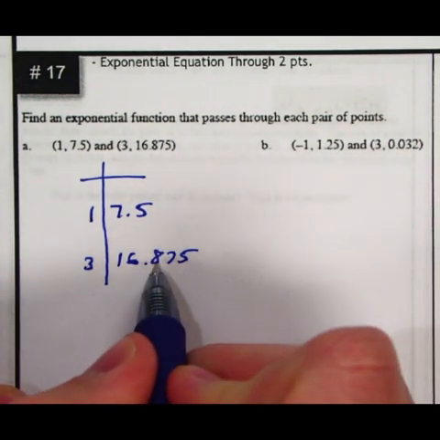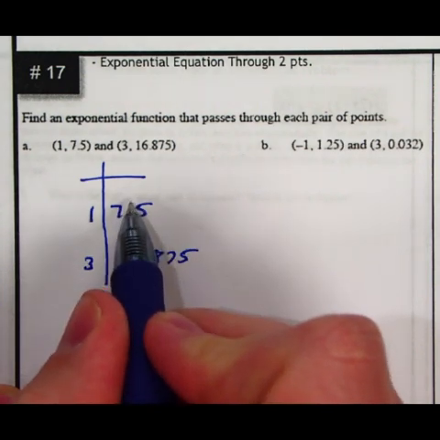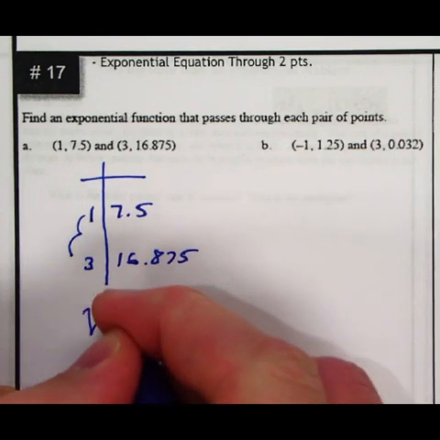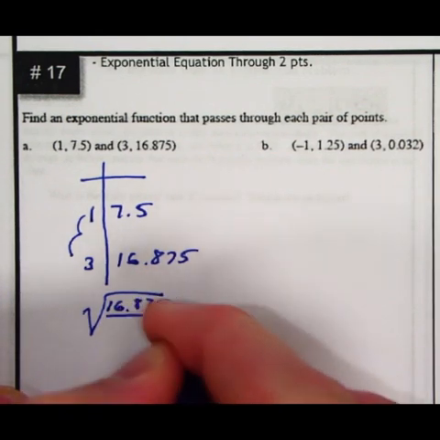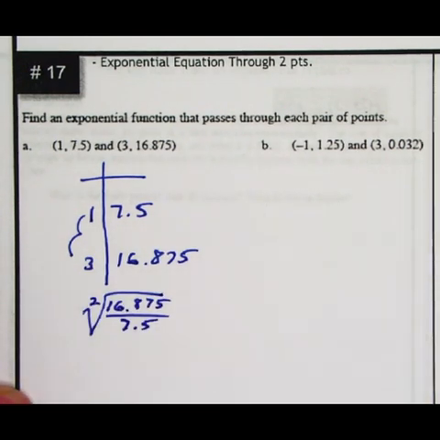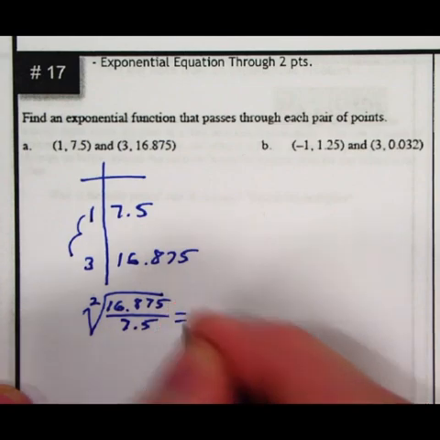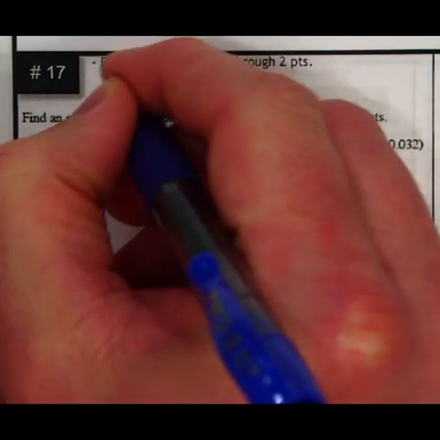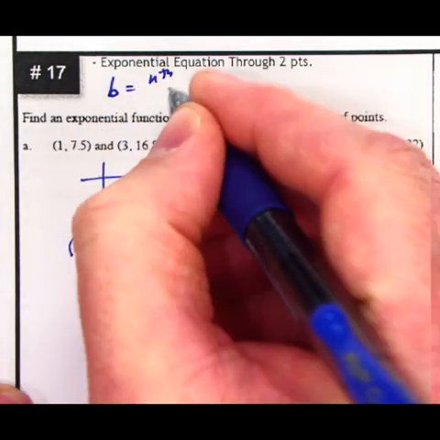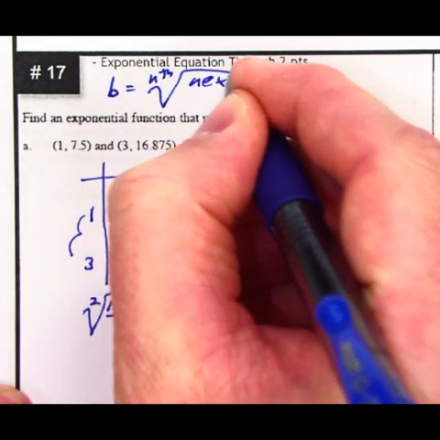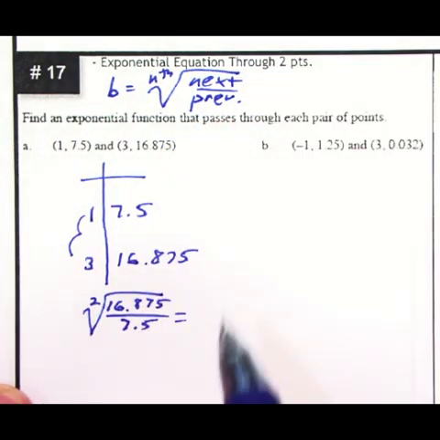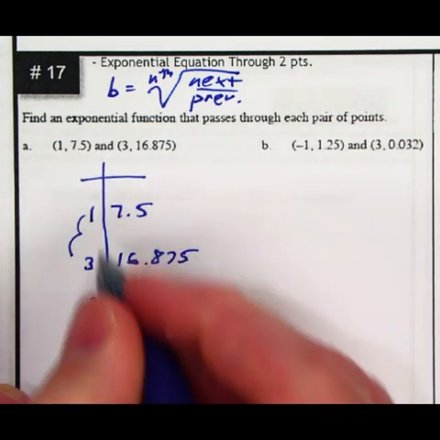So take the next number divided by the previous, and this is in 2 moves, so I'm going to take the square root of 16.875 divided by 7.5. And that was in 2 moves, so we'd put a 2 there as far as using a table. And that is going to give us our b value. Remember, our b values are calculated or found by taking the nth root, which is equal to the number of moves, when you do next divided by previous. So we take next divided by previous, and then we take the nth root, and that's going to give us our b value. Then we can work our way back to the 0th term.